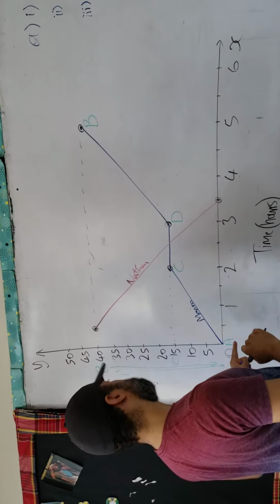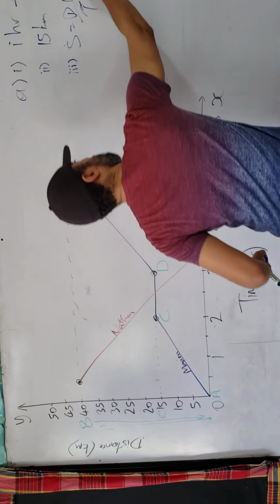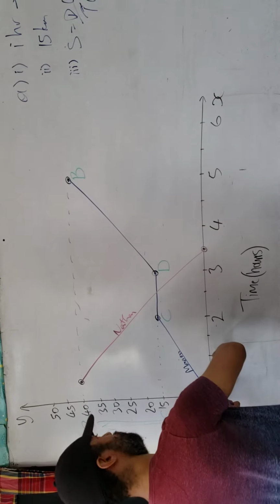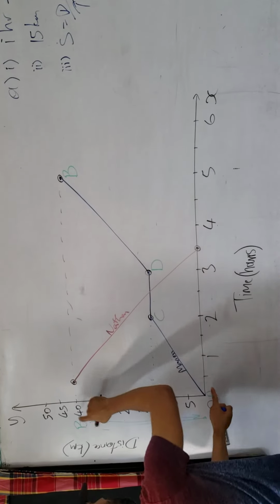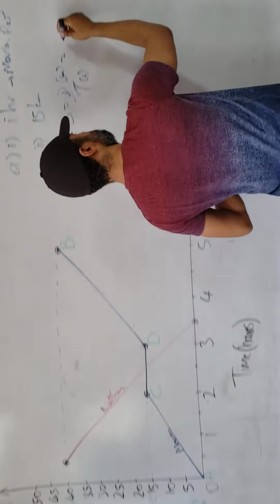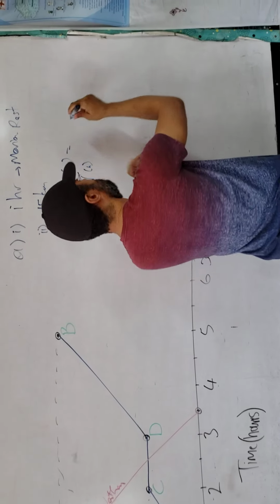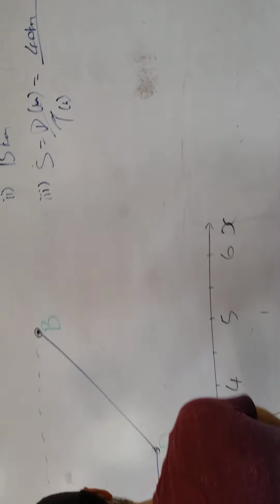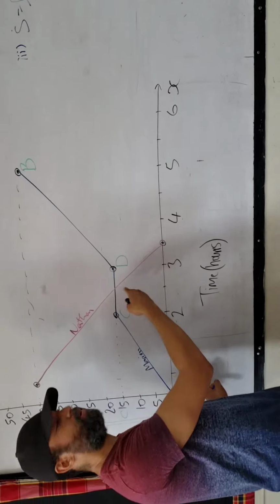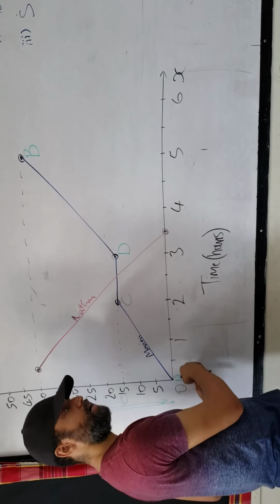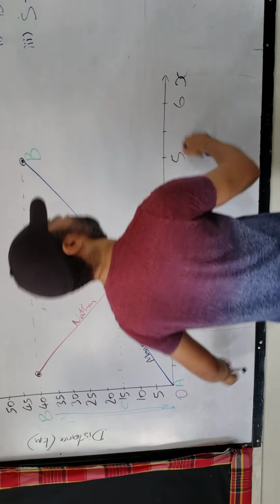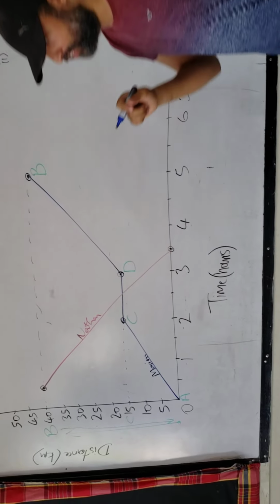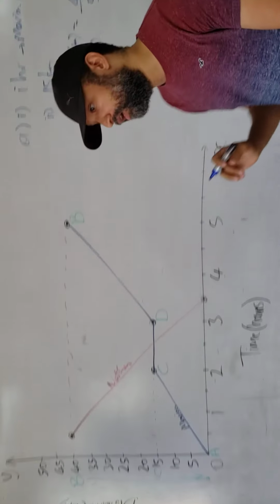So let us look at this. The total distance traveled by Marianne was from here to here, which is 40 kilometers. You take the total distance, 40 kilometers, and divide that by the time it took. The time, though, is 5 hours.